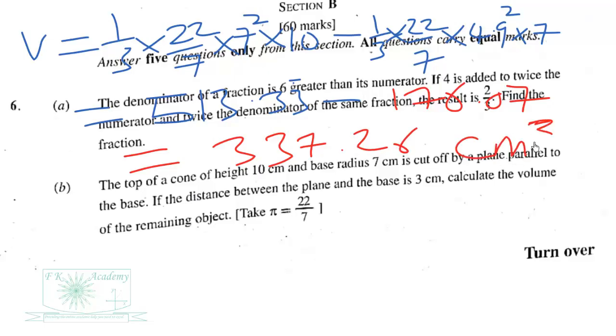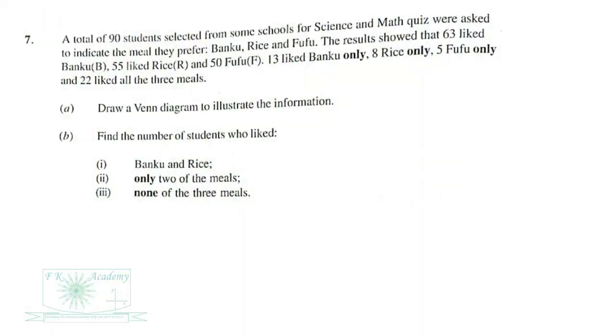A total of 90 students selected from some schools for a science and math quiz were asked to indicate the meal they prefer: banku, rice, and fufu. The results show that 63 like banku, 55 like rice, and 50 fufu. 13 like banku only, 8 rice only, 5 fufu only, and 22 like all the 3 meals. Draw a Venn diagram to illustrate the information. Find the number of students who liked banku and rice only, 2 of the meals, none of the 3 meals.